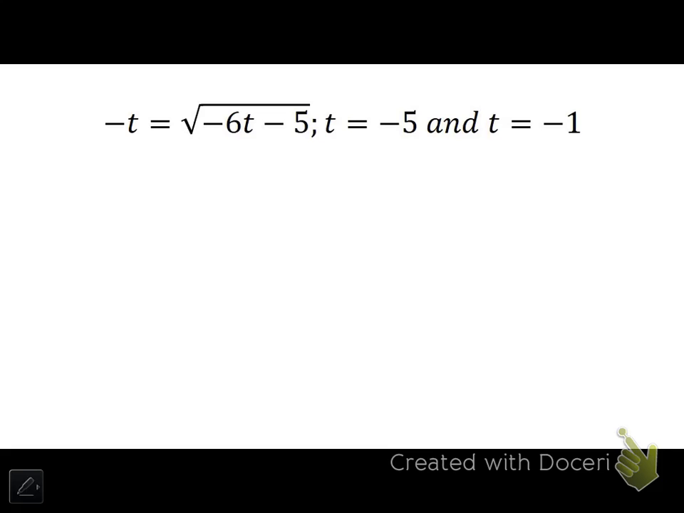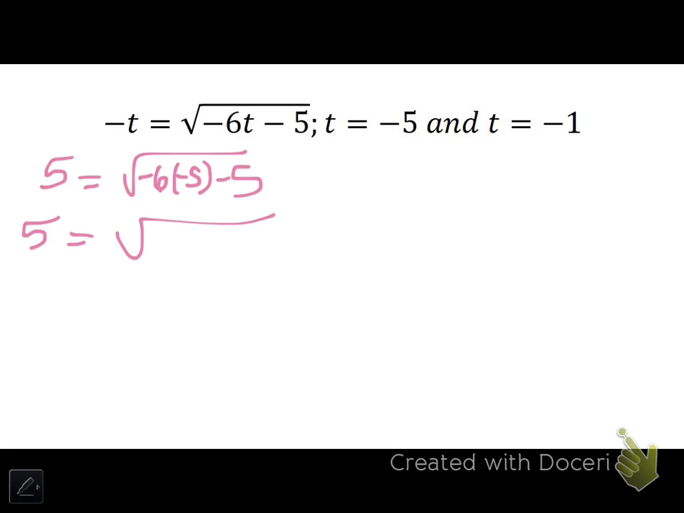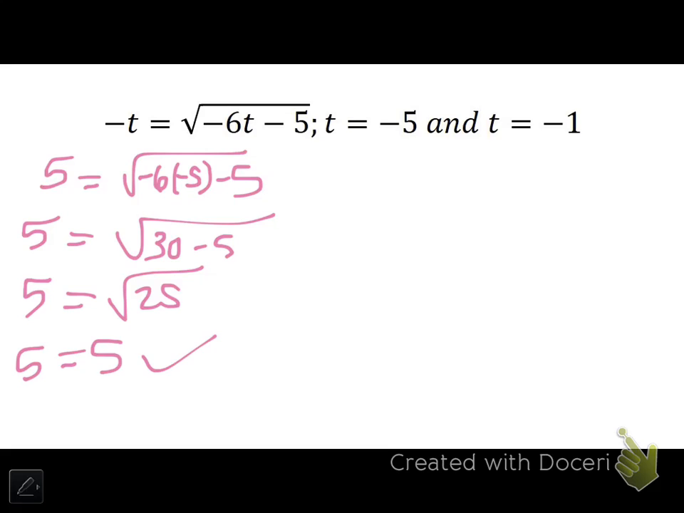Okay, let's plug in negative 5. Again, when I plug in a negative for a negative, it changes to a positive. So we're going to have 5 equals the square root of negative 6 times negative 5 minus 5. Negative 6 times negative 5 is 30. 30 minus 5 is 25. Square root of 25 is 5, so that one worked.